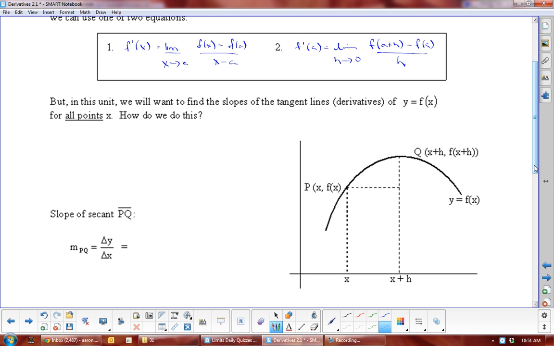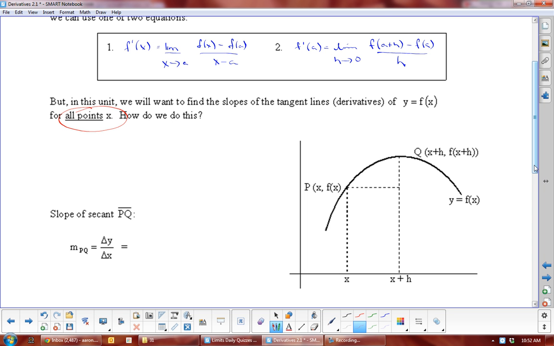Now, in this unit, these were really good at finding the slope for that point. But to find the slope anywhere on a graph is what's ideal. We don't want to put in a ton of work every single time to be able to find the slope anywhere. So we're going to change it a bit because we want to find the slope for all points of x. So how do we do this?